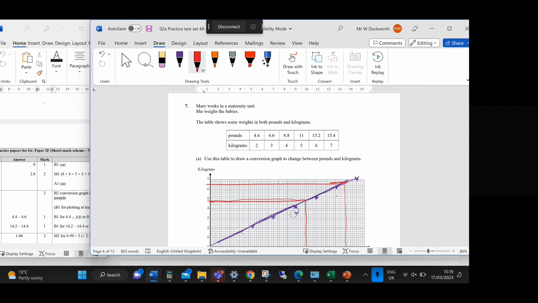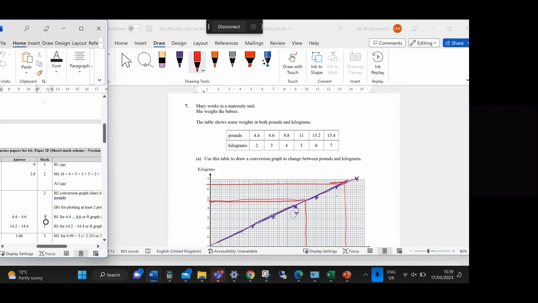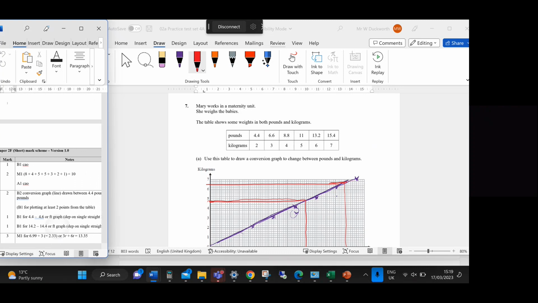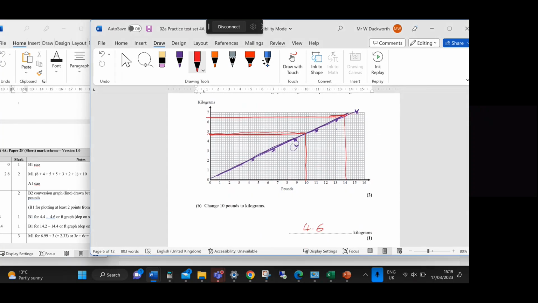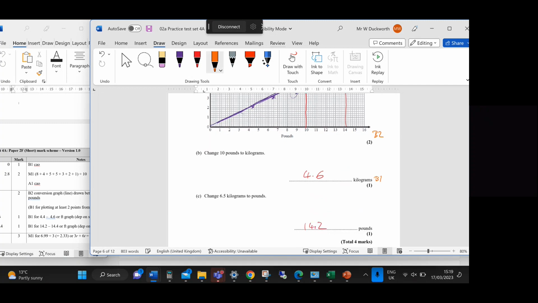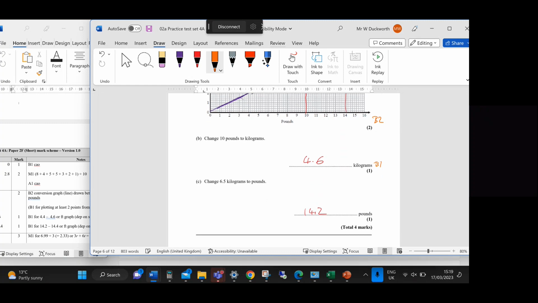But if we go to the mark scheme for this, what have we got? 2 marks for a conversion graph drawn between 4.4 and 15.4 pounds. So that was B2. Let's change to orange for now. B2. And then it is a B1 for any answer between 4.4 and 4.6. So I'm outside of my range. Well, I'm not very accurate there. And then 14.2 B1.